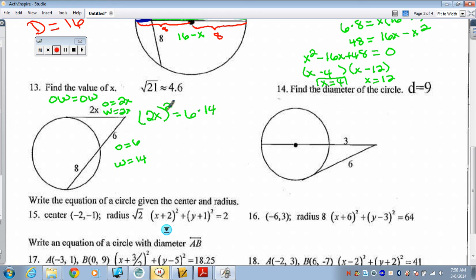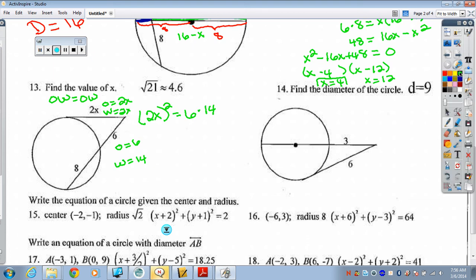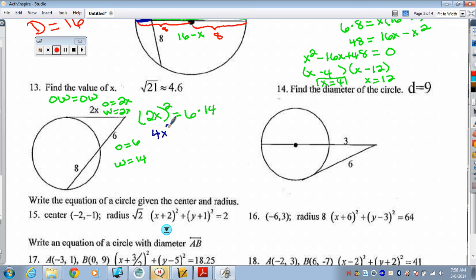Be very careful here. Very, very careful. This means 2x times 2x, which is going to give you 4x squared equals 6 times 14. So 4x squared equals 84. X squared equals 21. X equals the square root of 21.